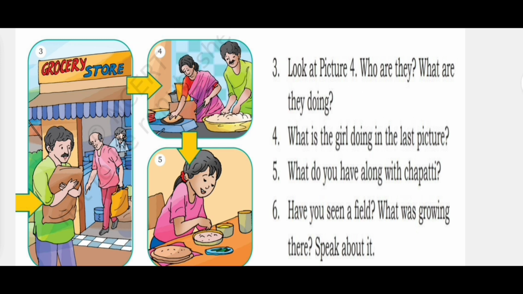Now look at question 4. What is the girl doing in the last picture? So now we saw that they are preparing food. So now the girl is eating. What is she doing? She is eating in the last picture.